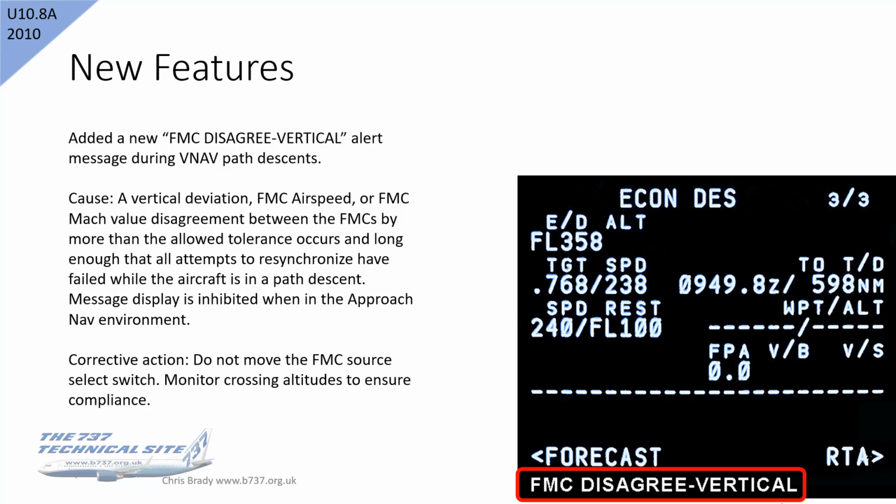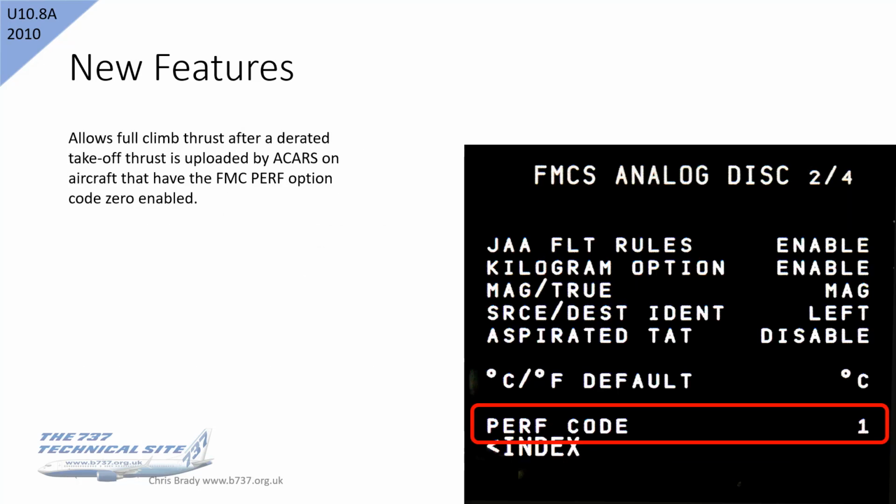The display will be inhibited when you're in the approach nav environment because it wants to prioritize things for you. Corrective action for this: don't move the FMC source select switch, just monitor crossing altitudes to ensure compliance with the approach. Another one is the full climb thrust after a derated takeoff thrust is uploaded by ACARS on aircraft that have got the A0 performance code option. So again, a bit of a technical one, that, but it does allow this to happen.